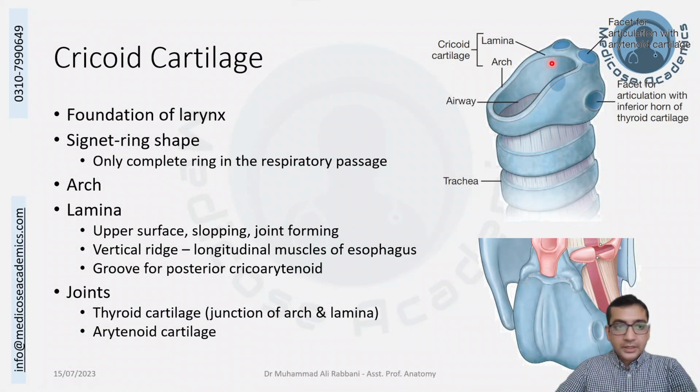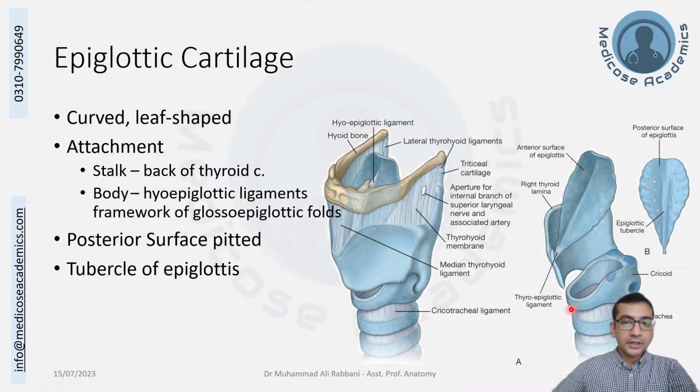Talked about the foundation of the larynx, signet shape, only complete ring in the respiratory pathway. The lamina is the posterior expanded part. The anterior arch is the arch. The lamina has the articular surfaces on the top, arytenoid cartilages on the side for the cricoarytenoid. On the back, there is a median ridge with fossa on either side for the posterior cricoarytenoid muscles. So this is about the cricoid cartilage.